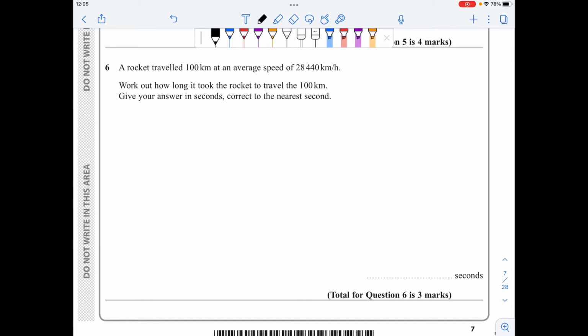For question 6, recall that time is equal to distance over speed. In our case, I've got a distance of 100 kilometers divided by a speed of 28,440 kilometers per hour. If you do this on the calculator, you will get 3.516... times 10 to the -3, and these are hours. We need the answer to the nearest second, so I will multiply by 60 to convert to minutes, and then by another 60 to convert to seconds.